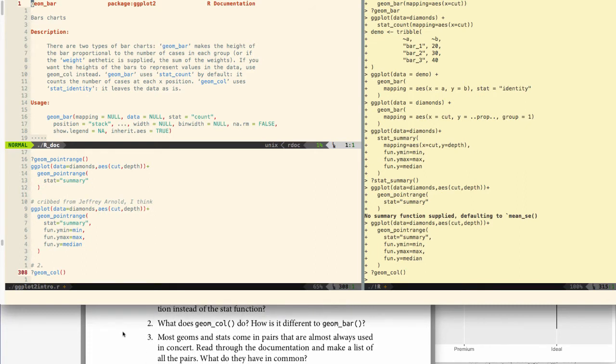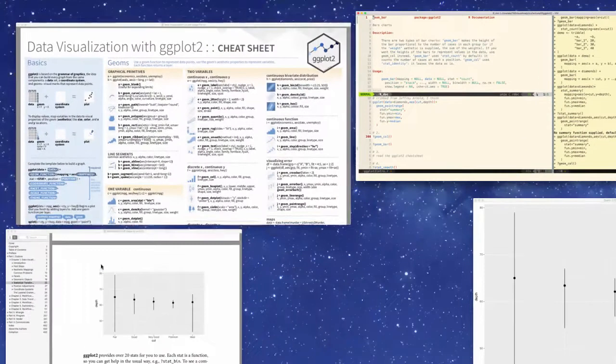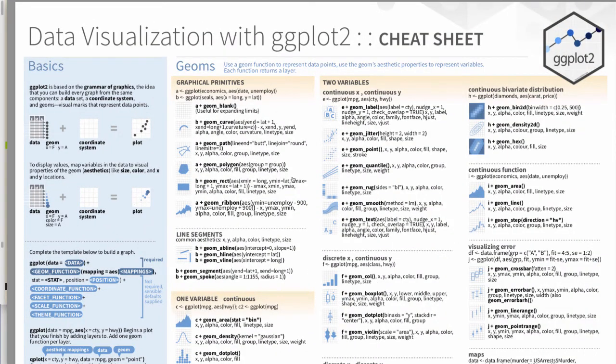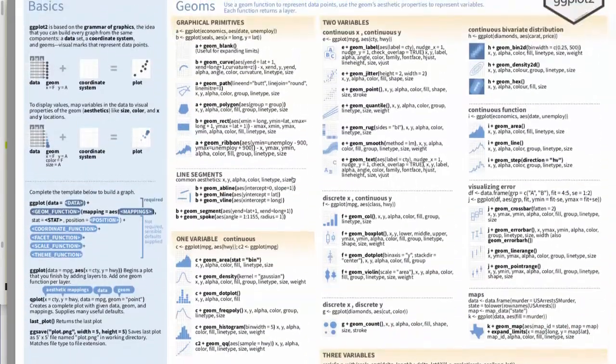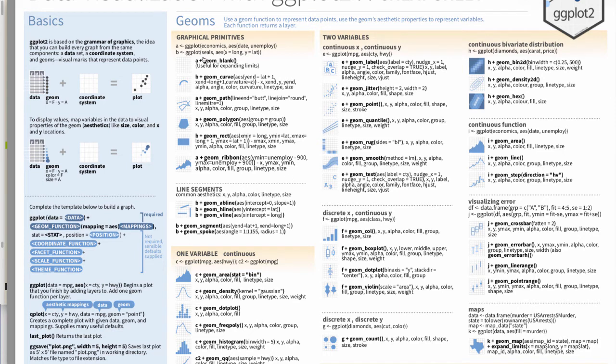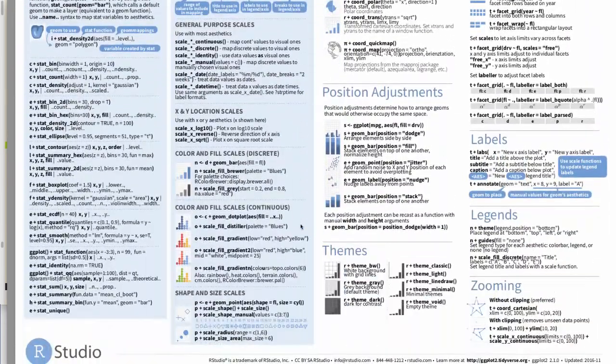Most geoms and stats come in pairs that are almost always used in concert. Read through the documentation and make a list of all the pairs. What do they have in common? Okay, well, instead of doing that, I just read the ggplot2 cheat sheet, which has all the geoms on one side and all the stats on the other side. And they have plenty of things in common. One thing that's very obvious from the cheat sheet is that they depend on the number of variables involved. And this corresponds to the standard constructions in the grammar of graphics.